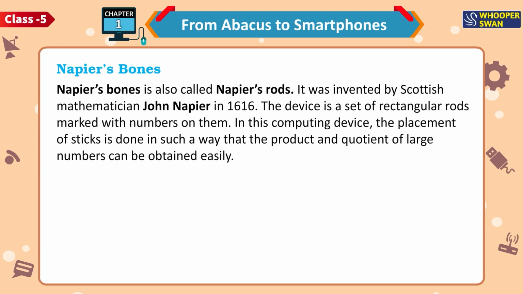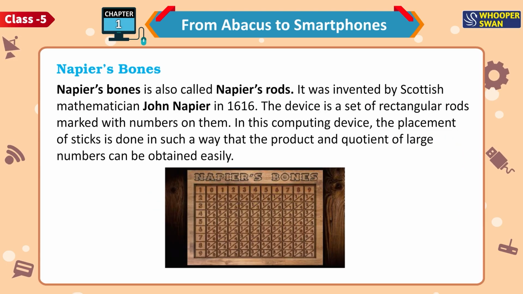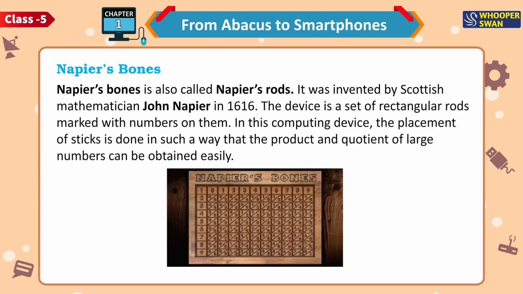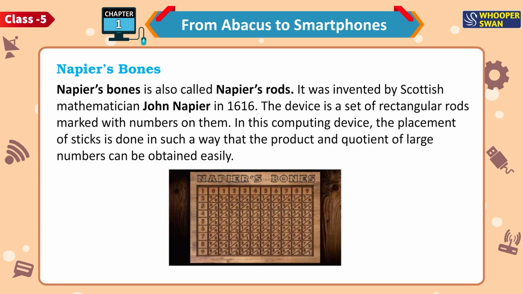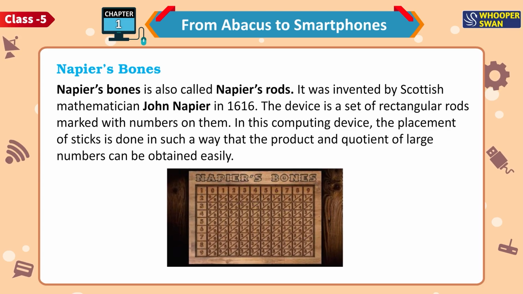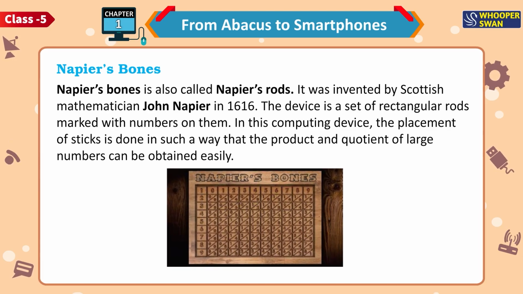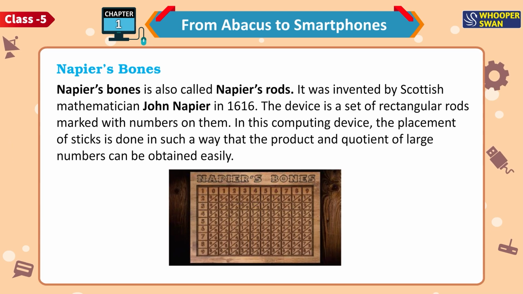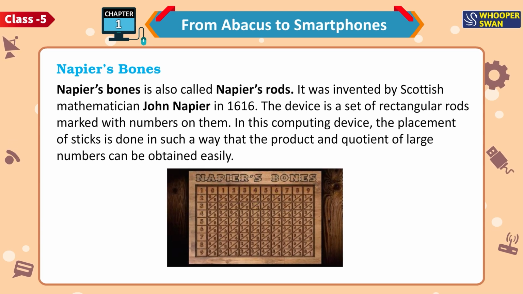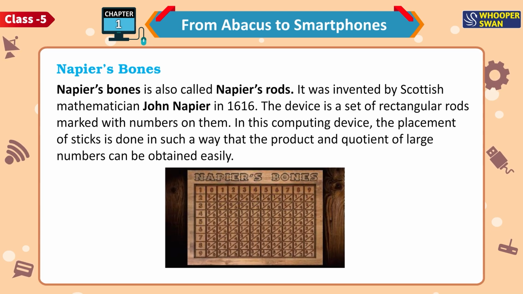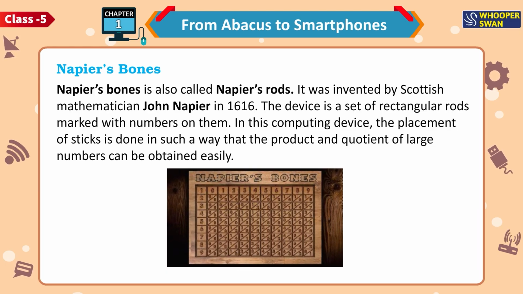Napier's bones. Napier's bones is also called Napier's rods. It was invented by Scottish mathematician John Napier in 1616. The device is a set of rectangular rods marked with numbers on them. In this computing device, the placement of sticks is done in such a way that the product and quotient of large numbers can be obtained easily.